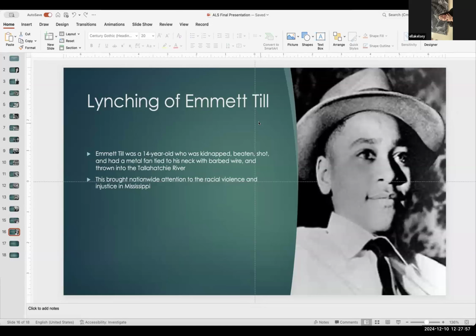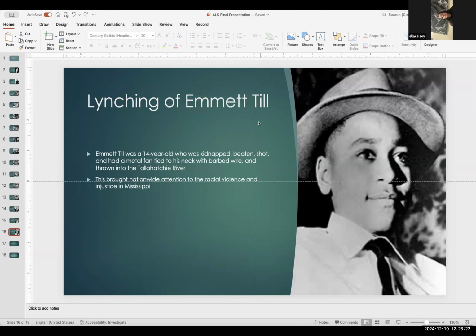And then back to what I was talking about with Rosa Parks, this is what fueled her to want to fight for the rights because of the injustice that was in this case. So the lynching of Emmett Till. Emmett Till was a 14-year-old boy who was kidnapped, beaten, shot, and had a metal fan tied to his neck with barbed wire and thrown into the Tallahatchie River.